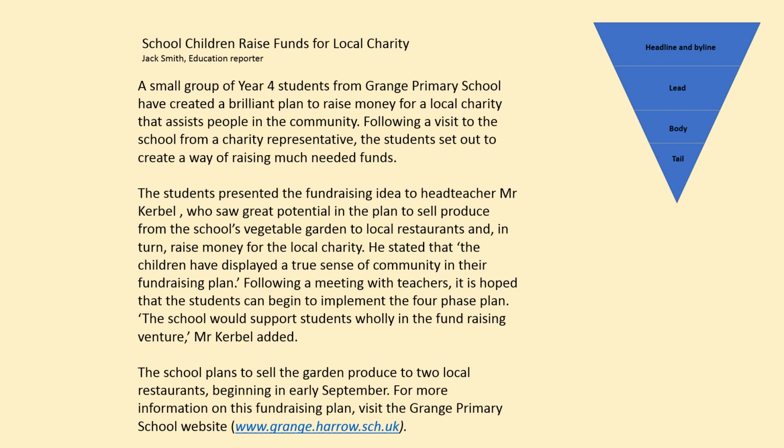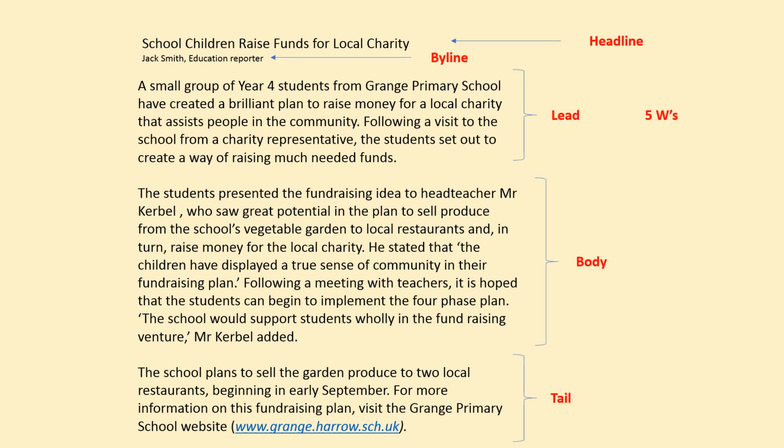Kerbel, who saw great potential in the plan to sell produce from the school's vegetable garden to local restaurants and, in turn, raise money for the local charity. He stated that the children have displayed a true sense of community in their fundraising plan. Following a meeting with teachers, it is hoped that the students can begin to implement the four-phase plan. The school would support students wholly in the fundraising venture, Mr. Kerbel added. The school plans to sell the garden produce to 2 local restaurants beginning in early September. For more information on this fundraising plan, visit the Grange Primary School website.